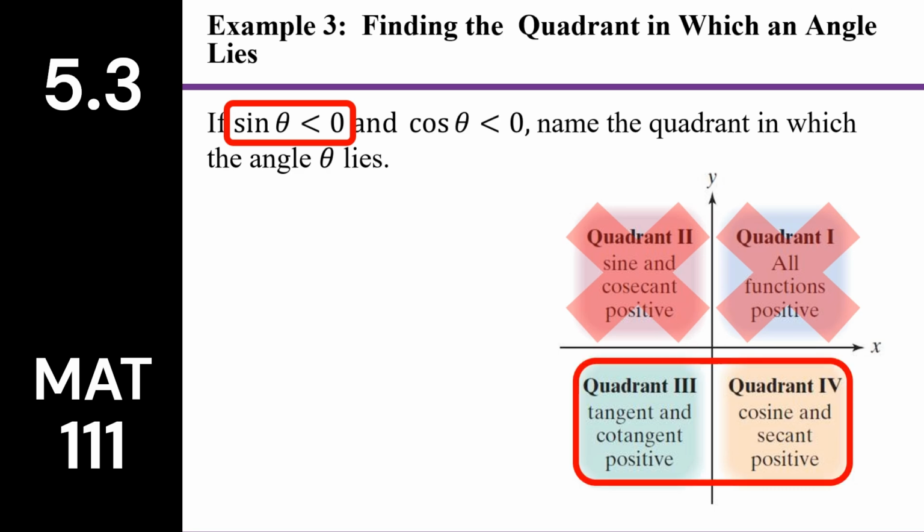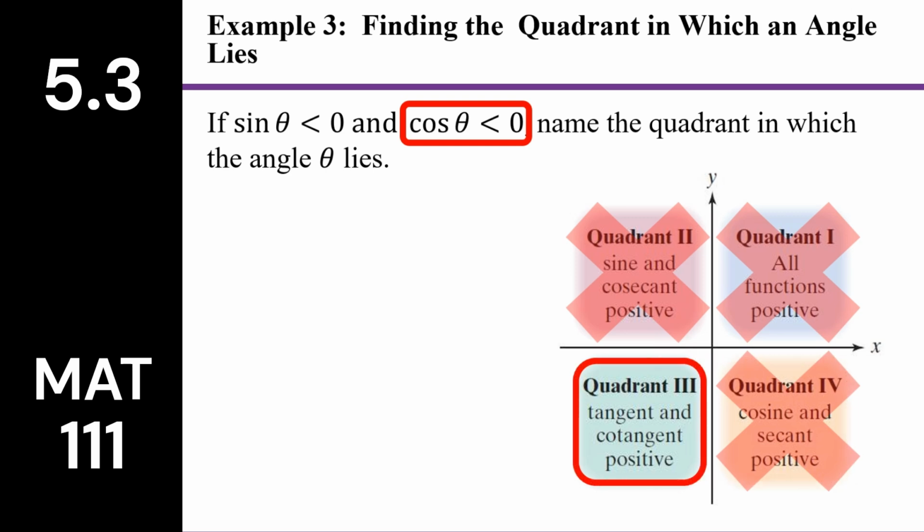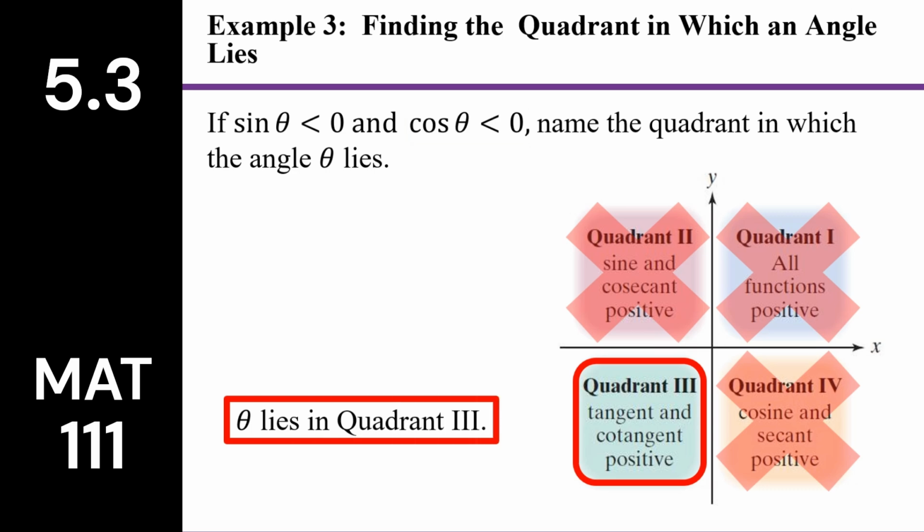So therefore we must be in one of these 2 quadrants, and the way to determine that is to look at the cosine. The cosine value is negative, so we cannot be in the fourth quadrant, because in the fourth quadrant the cosine is positive. This tells us that we must be in quadrant 3. So our answer is that theta lies in quadrant 3.